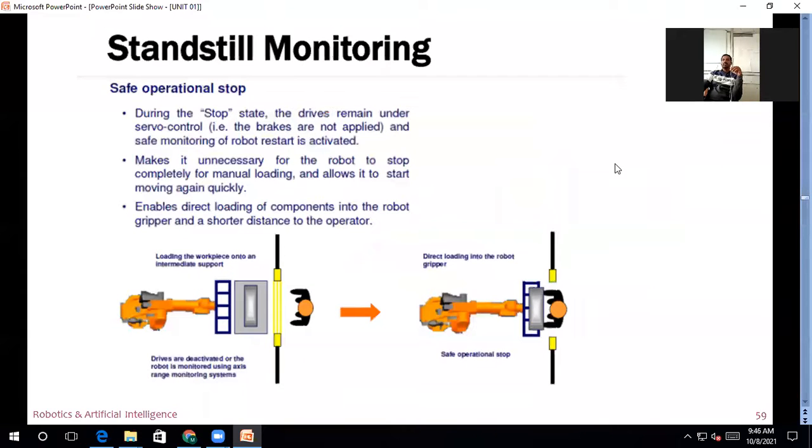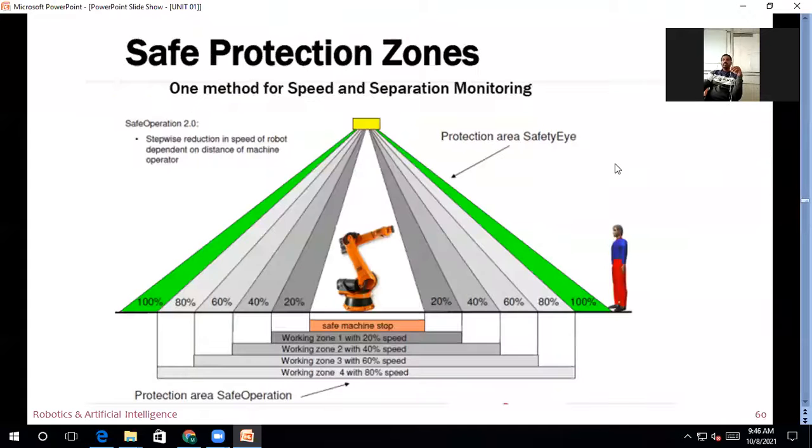Next, monitoring and safe protection zones. In the safe protection zone, by increasing the reach of the robot, where reach is nothing but the length of the robot, we have to reduce the speed of this robot.